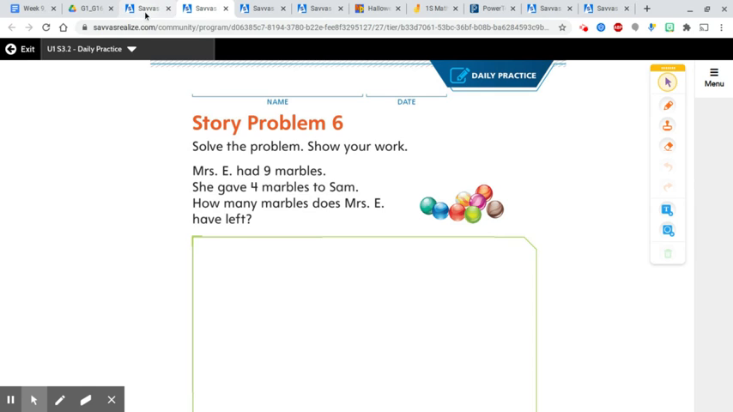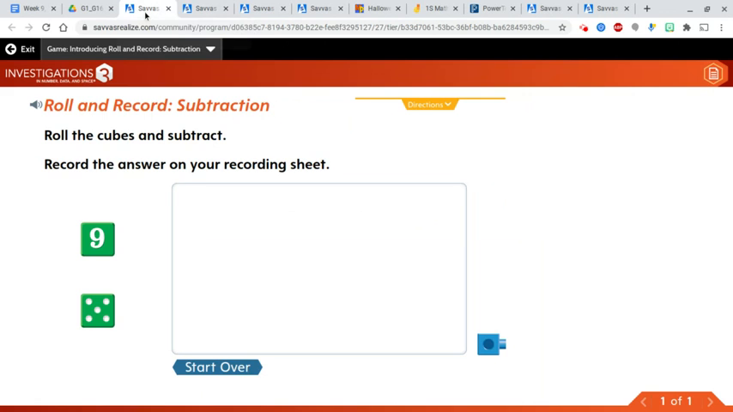When you're all done with the problem, there's a couple of games that you can play. So there's a game called Roll and Record that you can play. And we've played Roll and Record when we're adding our numbers together. This time we're going to play Roll and Record when we're counting back and we're subtracting. So you're going to be rolling a number dice and a dot dice.